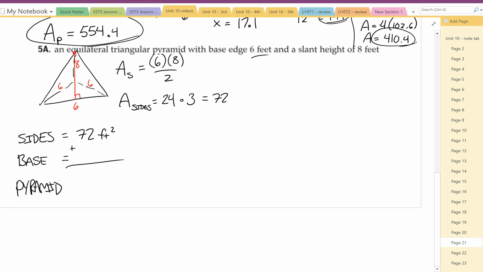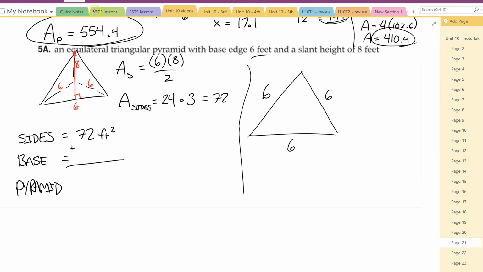So figuring out the base in this one's going to be a little bit more complicated than figuring out the sides was. I'm going to do that over here. All I know about the base right now is that it's an equilateral triangle and that each of its sides is 6. And so if I want to solve for the area here, I need a height. In other words, I need to know how long this line right here would be. So I'm going to call that x for right now.